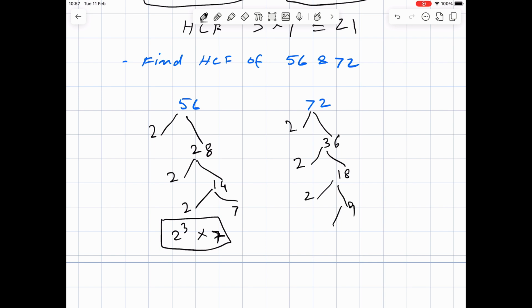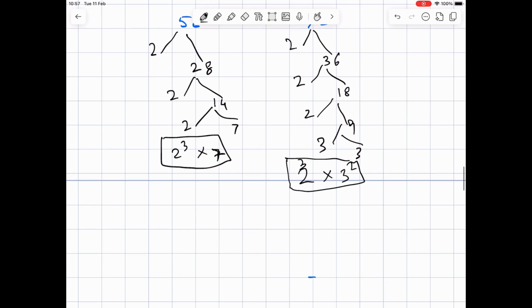And then 9, you go to 3 now. 3 3s are 9. So the prime factors will be 2 to the power 3 and 3 squared. And now the HCF is the common number which is in both of them.